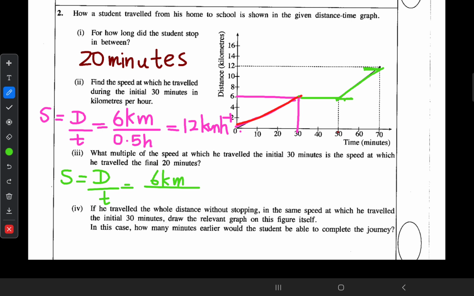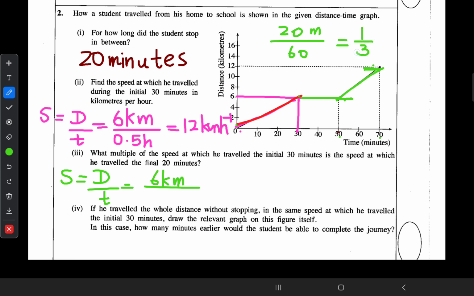What is the difference in between? Not 0 to 12. Started from 6 and traveled up to 12 kilometers, and the time she took was 50 to 70. That means the time difference was 20 minutes. So you should substitute 20 minutes as an hour measurement. 20 minutes divided by 60 gives you 1 upon 3 hour.